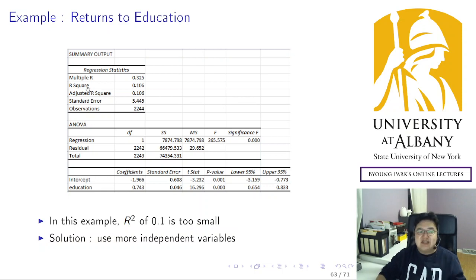In that sense, it's not bad, but you may not be satisfied with this R squared. That's also possible. Then we need to use more variables. Like I said, there must be other variables that affect the wage. Then bring them into the data. Then we may include them. Okay, so I'll explain that in the next video.